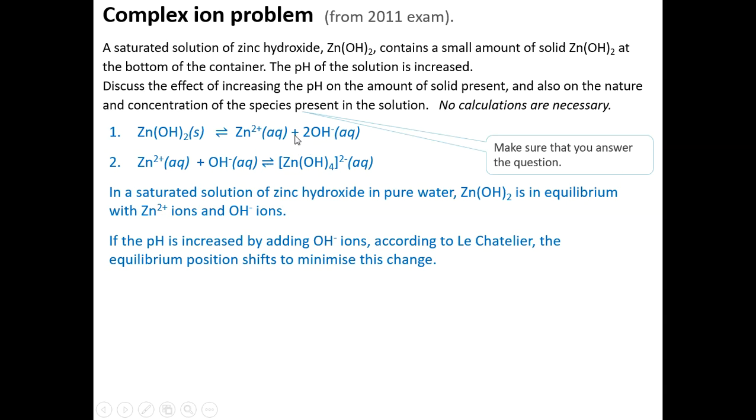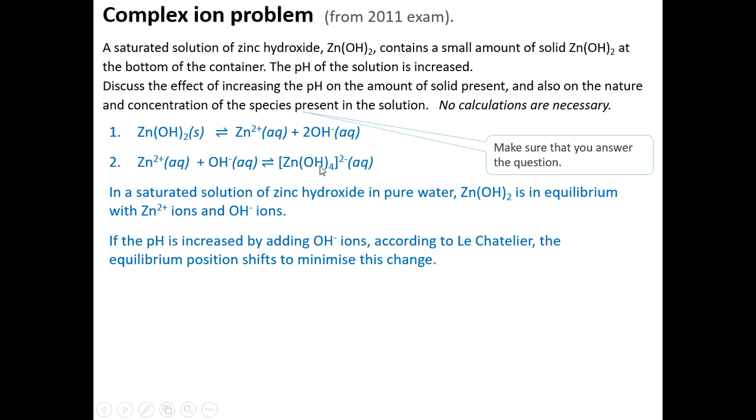However, as I keep on adding base, eventually the OH minus is going to react with the zinc 2 plus, and if there's lots of them, and this was not balanced, there should be a 4 there, and that's why you have to have lots of hydroxide present, because I need 4 of them. It's going to form the zinc hydroxide complex ion.